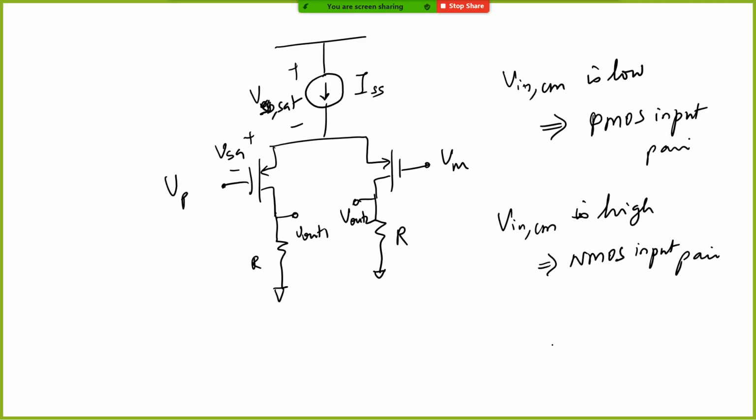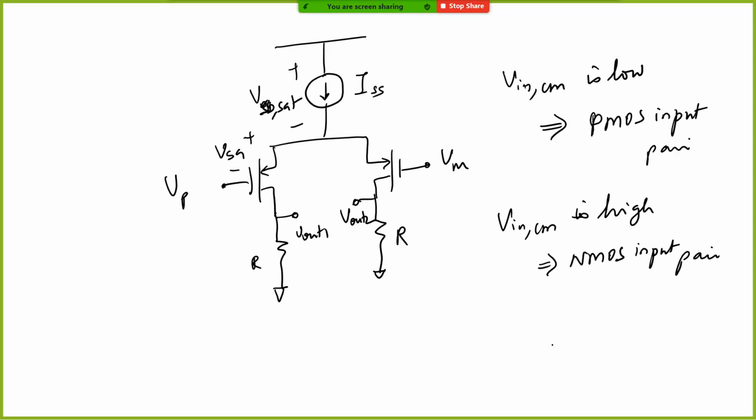So in fact, if you go through the circuit of, I think, your op-amp 741, I think it has a PNP transistor. Of course, that's a BJT op-amp. The input pair is a PNP transistor.